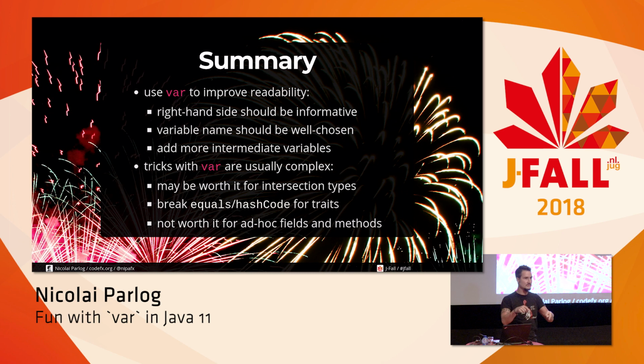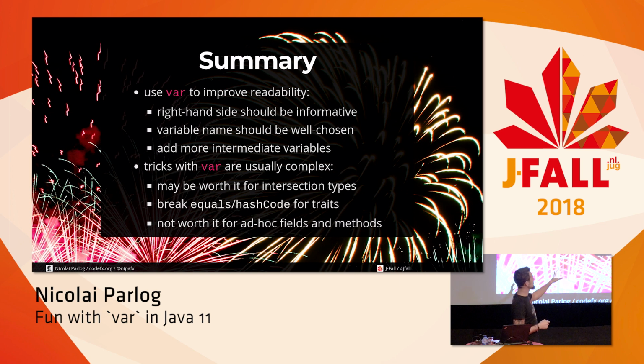What is that user? Is it a user you want to log in? Is it a user you want to, I don't know, send someone something to? What kind of user do you have here? Use the very specific context that you have for a good variable name. And then the type becomes less important. And add more intermediate variables. This will make code more readable if it gets long, complex, like with stream pipelines, for example.